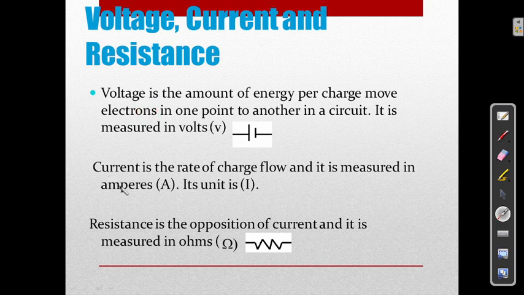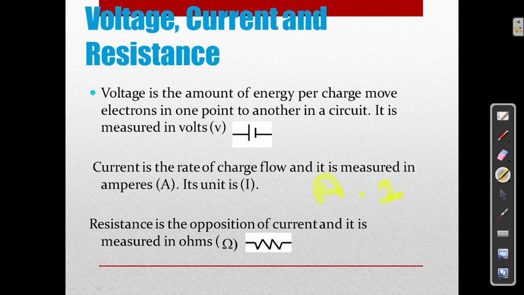Then we'll go for current. What is the meaning of current? Current is the rate of change of charge flow. Otherwise we can call it the flow of electrons. We can say it like that also. These two are called current. This current is measured in terms of ampere, A. And the symbol of the current is I.